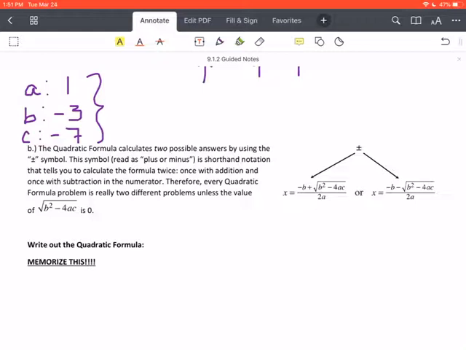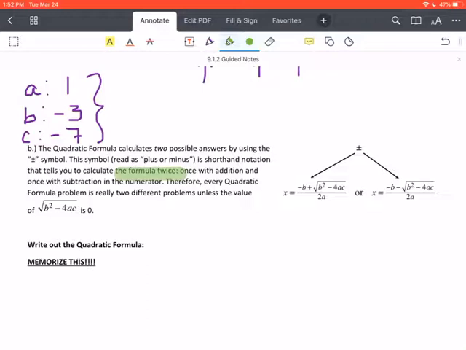So part B says the quadratic formula calculates two possible answers by using the plus or minus symbol. This symbol, read as plus or minus, is shorthand notation that tells you to calculate the formula twice, which is not shocking because how many solutions do we usually get from a quadratic equation? We get 2. Once with addition, once with subtraction in the numerator. Therefore, every quadratic formula problem is really two different problems, unless, of course, the value is 0.